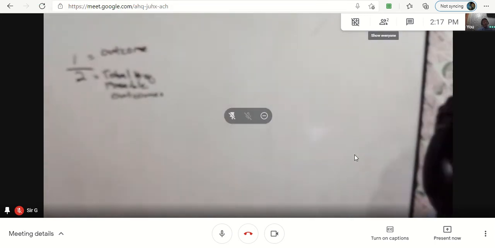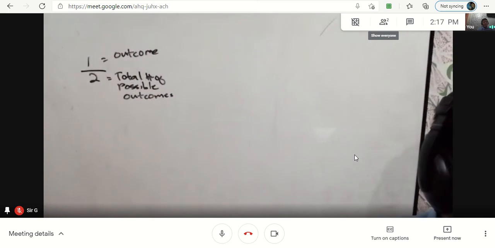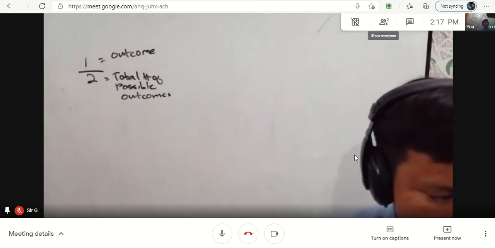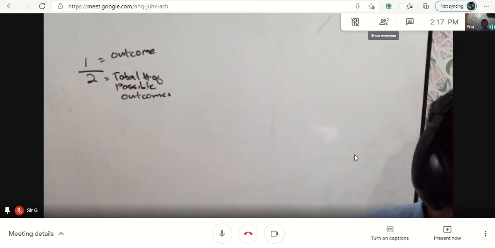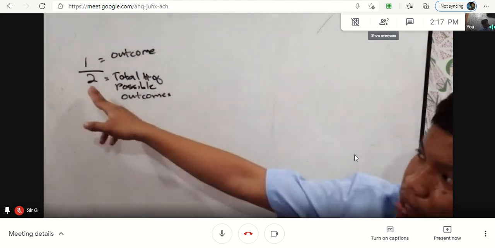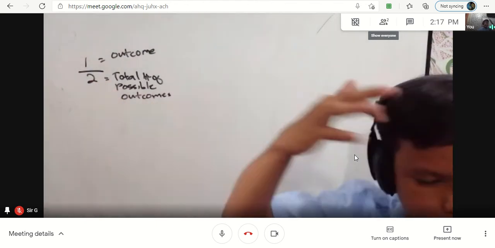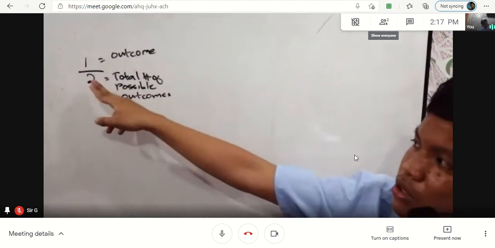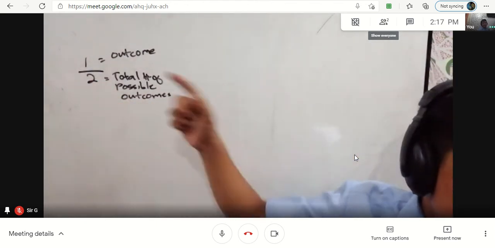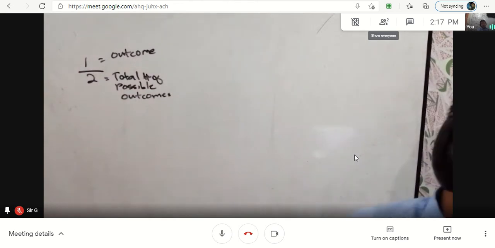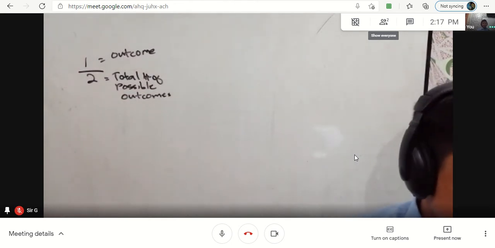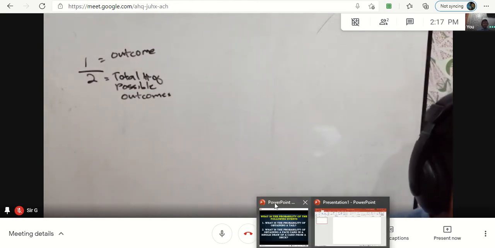Okay, kasi nga, kapag sinabi natin probability, it deals with the chance and also it is expressed as a fraction, decimal, and also percentage. So, pwedeng ang sagot ninyo ay fraction, decimal, or percent. Kung fraction, 1/2. Kung decimal, 0.5. Kapag percent, that is 50%. Okay, so proceed tayo sa number 2.